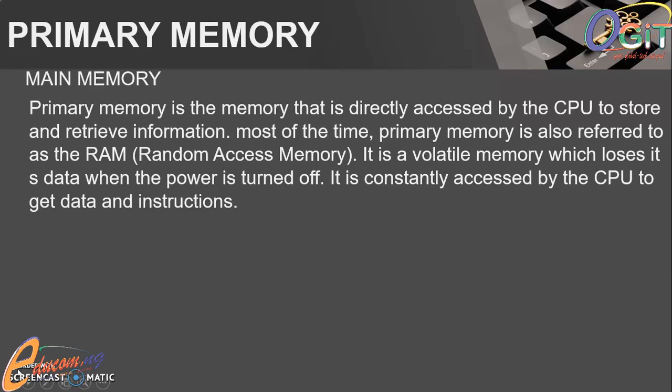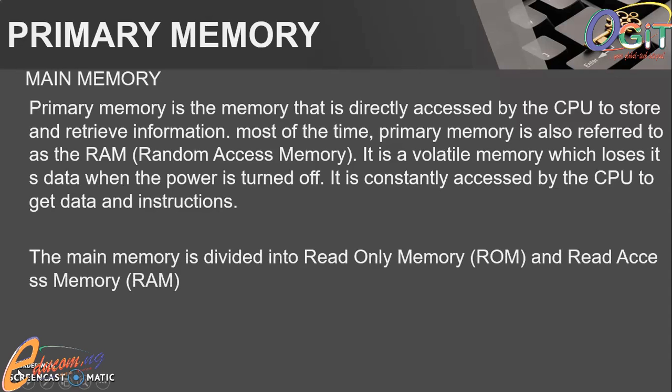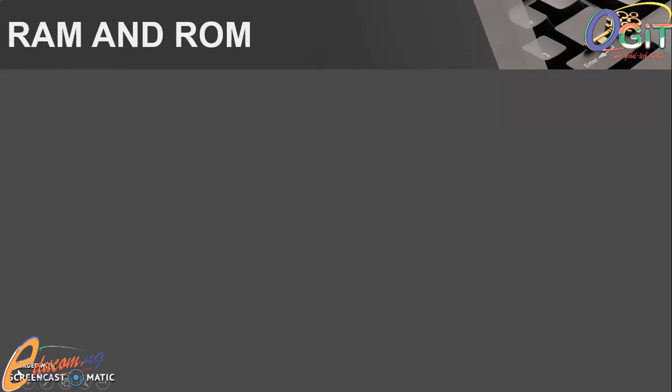It is constantly accessed by the CPU to get data and instructions. Whatever information or data the CPU is working on, it temporarily stores it on the random access memory, and hence the need to constantly access it to fetch data and instructions. The main memory is divided into read-only memory and random access memory, that is ROM and RAM. Now let's discuss RAM and ROM.